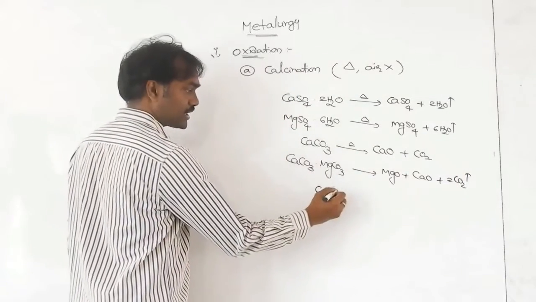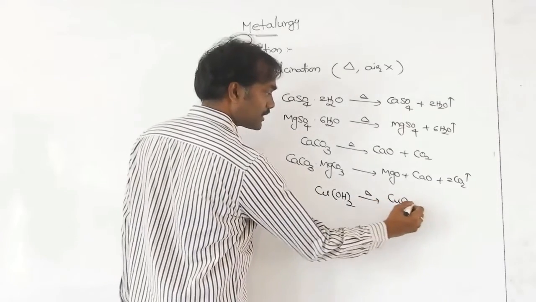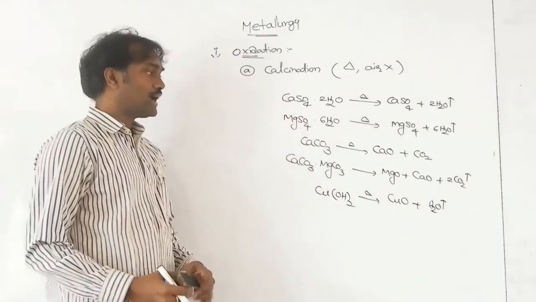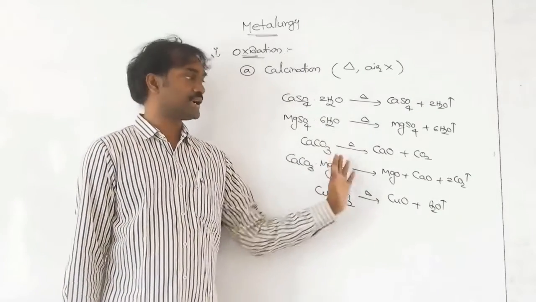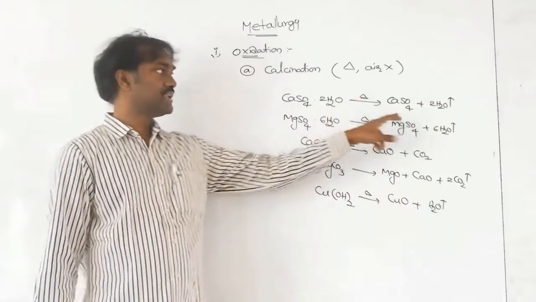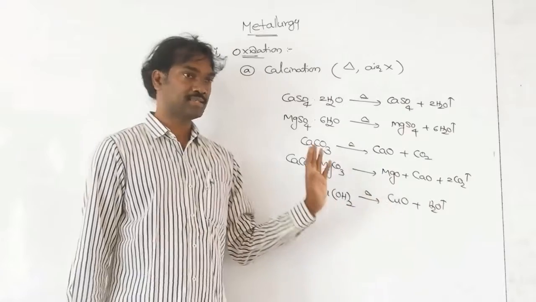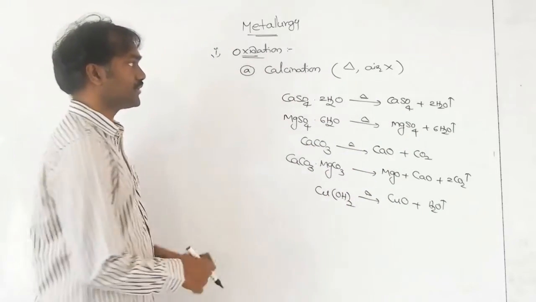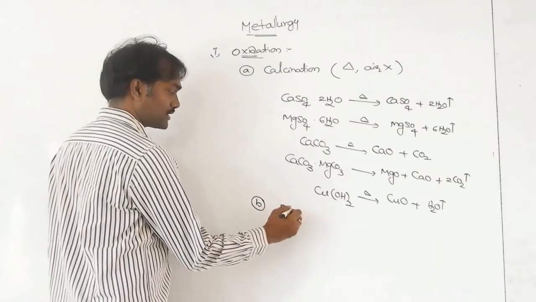Next, suppose you take copper hydroxide. We heat it, you get copper oxide plus water vapor. So whatever compounds are easily eliminated from the ores are eliminated. Water vapor, carbon dioxide, carbon monoxide, such compounds are easily eliminated. That is the use of calcination. Next, B. Roasting.